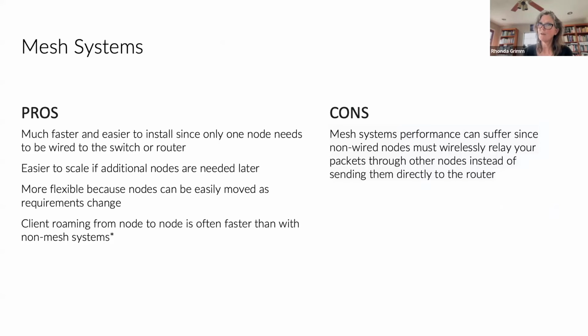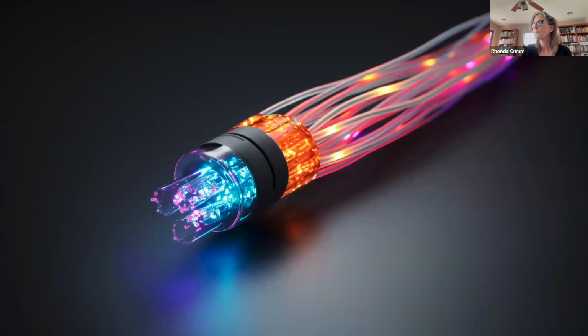The great thing about mesh is it's super easy to install. You hook your one node to a switch or a router, you place the other nodes around, you plug them into power, and they find each other. It's really easy to scale. But unfortunately, because they are talking to each other wirelessly in the other rooms, they're typically a little bit slower, and so you may see a delay in performance. So in a lot of high-end installations, they like to use the APs versus the mesh.